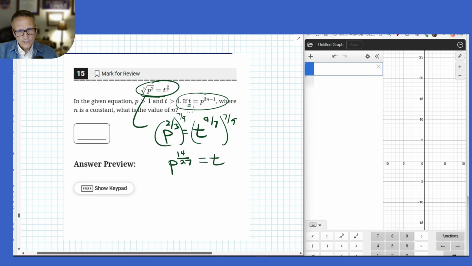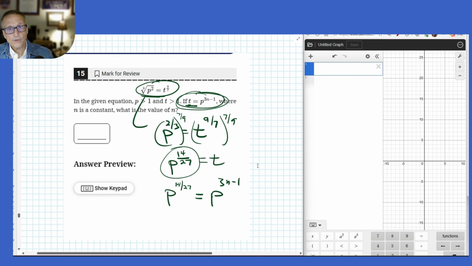All right, so then what I can do, since T is equal to this, and according to this, T is also equal to this P to the 3n minus 1, I will equate those to each other. P to the 14/27 is going to be equal to P to the 3n minus 1.